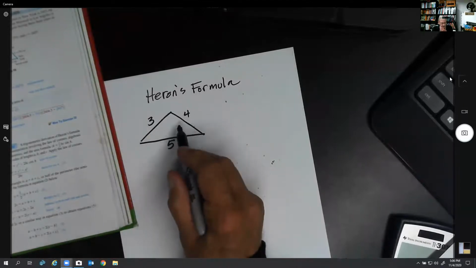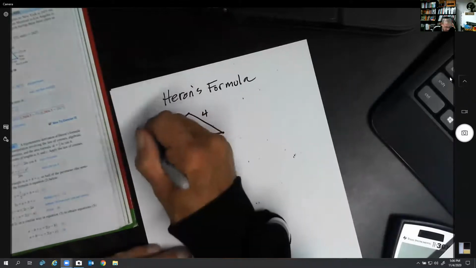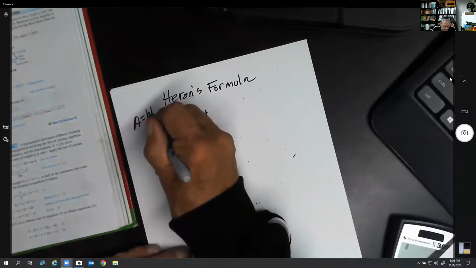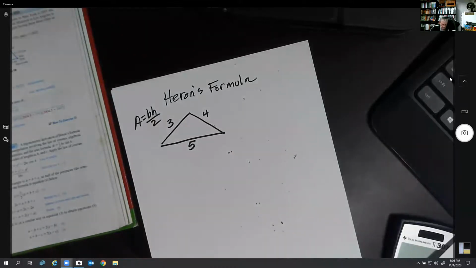But the problem with this is, we don't have the height. Remember, the area of a triangle equals base times height divided by 2. If it was a right triangle, we could probably calculate the height pretty easily. But if it's not a right triangle, it's hard to do. So, and this will work for any triangle.